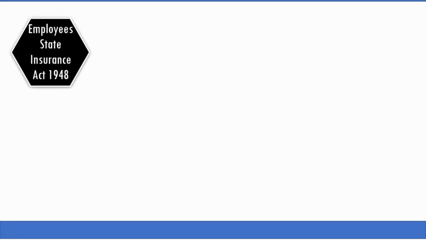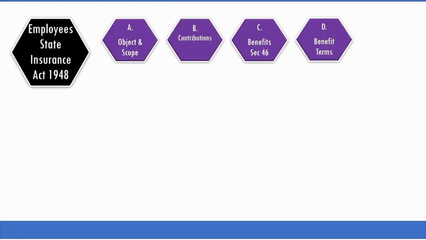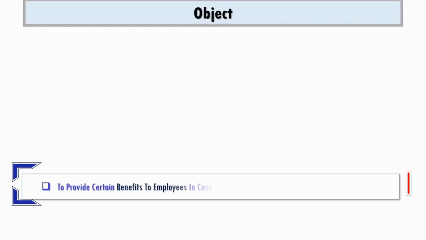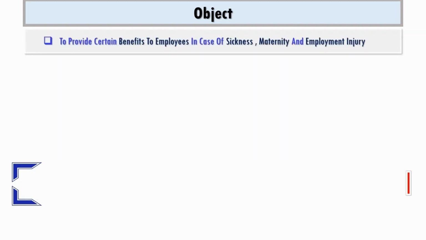ESI Act is studied under 5 heads: object and scope, contributions, benefits, benefit terms, complaint and recovery. Covering under object and scope: factory, ESI fund, employee and employer. The object of ESI Act is to provide benefits to employees in case of sickness, maternity and employment injury.